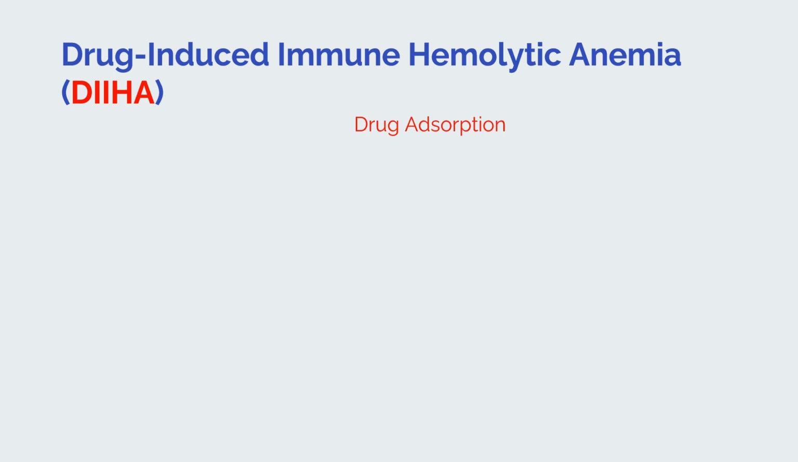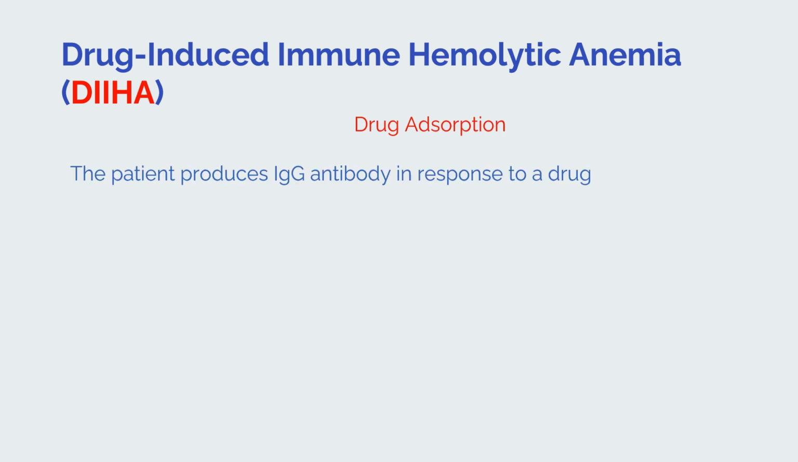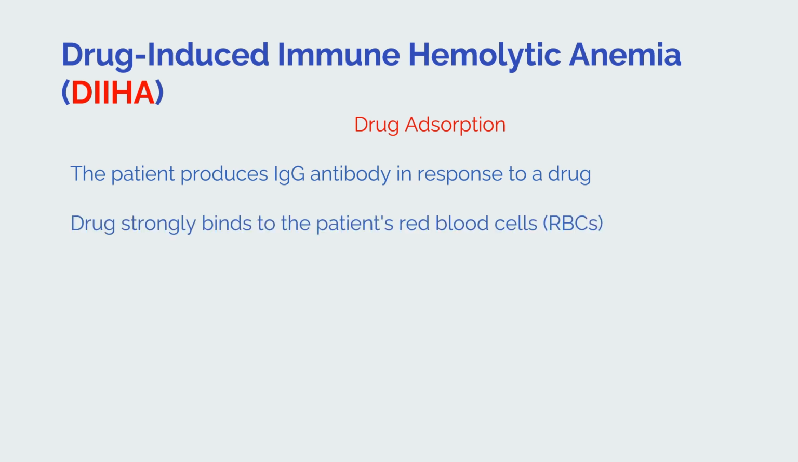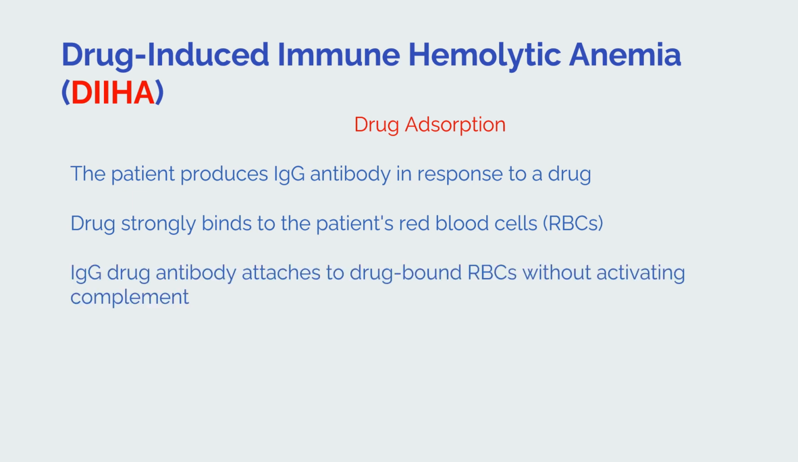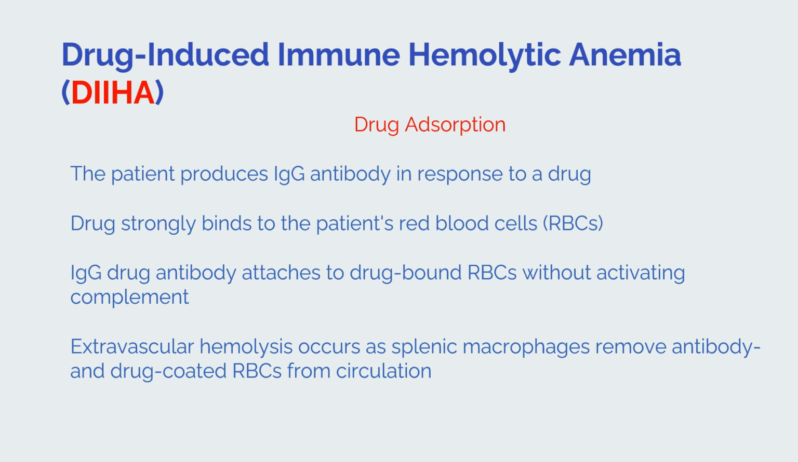In the drug adsorption mechanism, a patient produces an IgG antibody in response to a drug. When the drug is taken by the patient, it strongly binds to the patient's red blood cells. The IgG drug antibody then attaches to the drug-bound RBCs, typically without activating complement. This leads to extravascular hemolysis, where splenic macrophages remove the antibody and drug-coated RBCs from circulation.